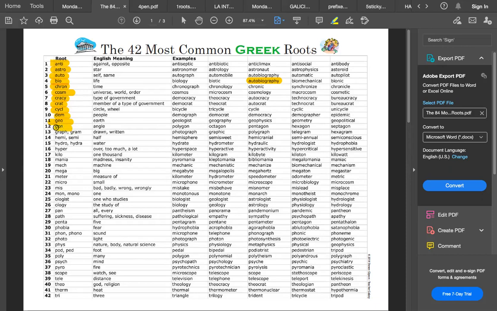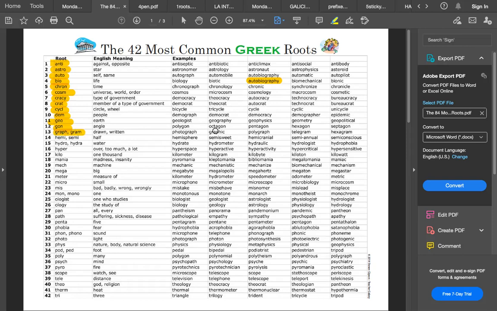Geometry. Gon means angle. So polygon, multi-angle object. Octagon, how many angles? 1, 2, 3, 4, 5, 6, 7, 8. Pentagon is how many? Penta means 5. So that's 5. What about hexagon? What's hexagon? 6. Awesome. I believe you're right there. 6. And a septagon means 7. Okay. Graph or gram, that means something that's written, okay, or drawn.